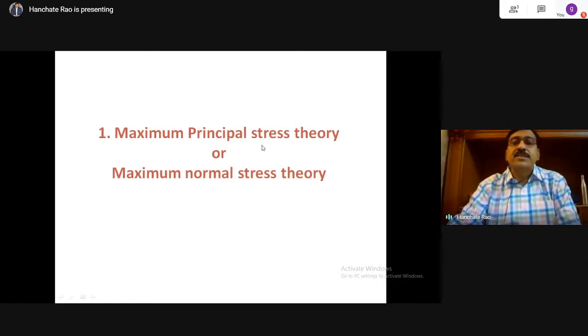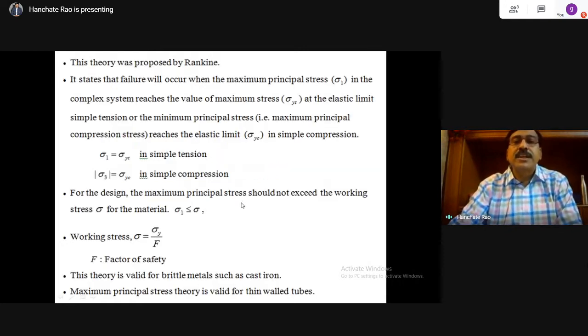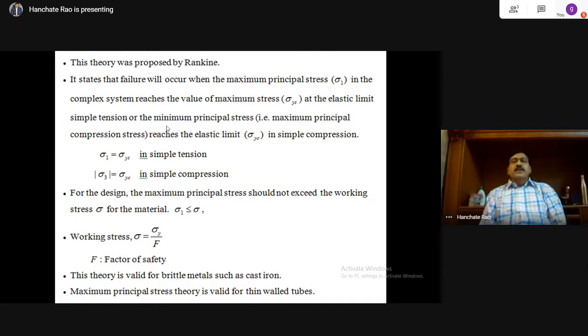Because principal stress is normal to the plane, it is also called the maximum normal stress theory. This theory is proposed by Rankine, so sometimes it is also called Rankine's theory. Failure will occur when the maximum principal stress sigma 1 in the complex stress system reaches the maximum stress at the elastic limit in simple tension, or when the minimum principal stress reaches the elastic limit in simple compression. If you take tension, the maximum stress. If you take compression, the minor principal stress.